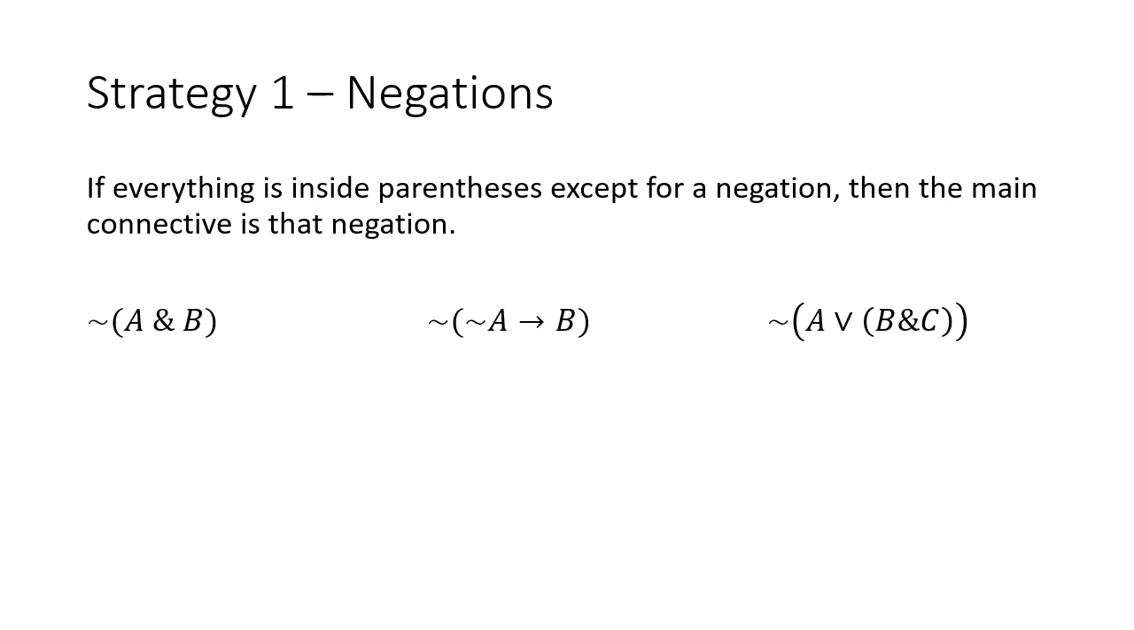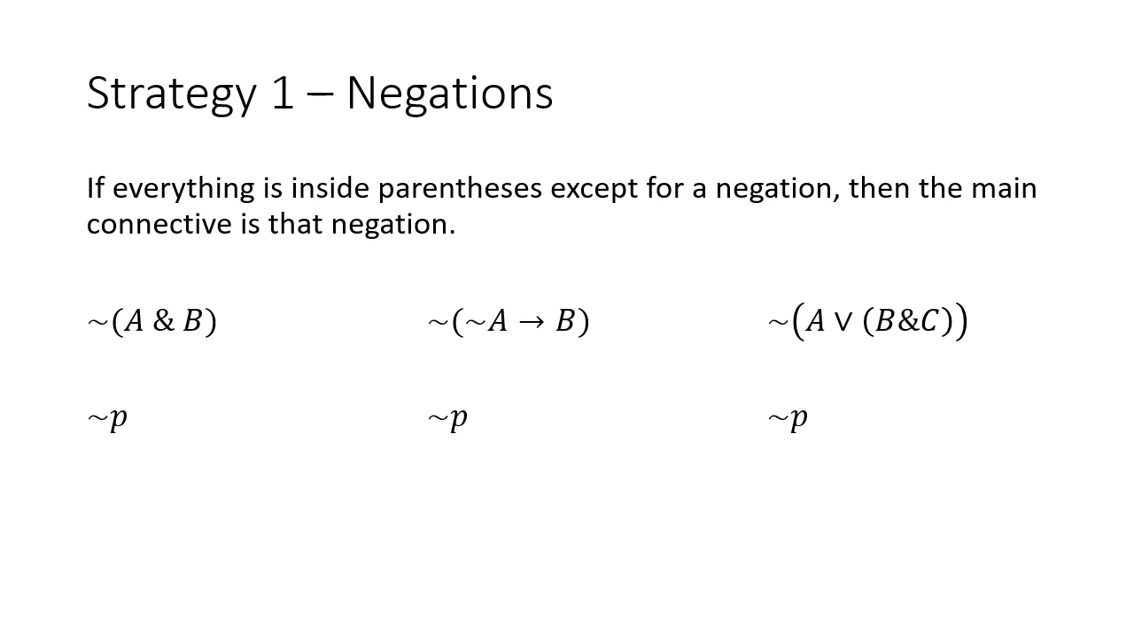In situations like this, here are some complicated sentences that again represent the most complicated sentences you could expect to find on an exam. You've got not the case that, in parentheses, A and B; not the case that not A arrow B; and then not the case that A or B and C. Everything except for the negation is inside the parentheses, so the negation here is the main connective. These should be understood in terms of patterns as negations.